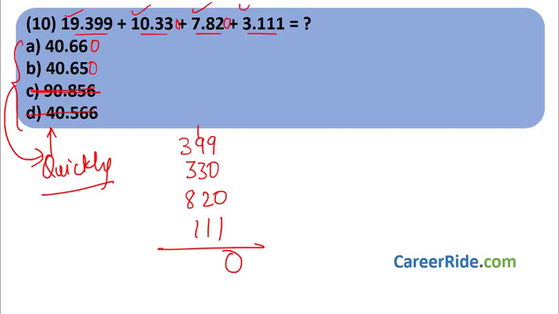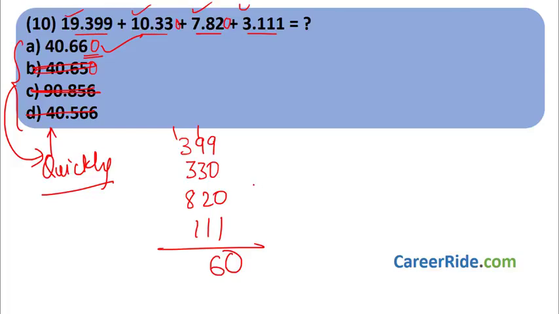Only these two. This does not have, so cancel. 9 plus 1 is 10. 10 plus 3 is 13, plus 2 is 15, plus 1 is 16, and 1 carried. Which option has 60 in the end? Only this option has 60 in the end. So this is cancelled, and this is the answer.